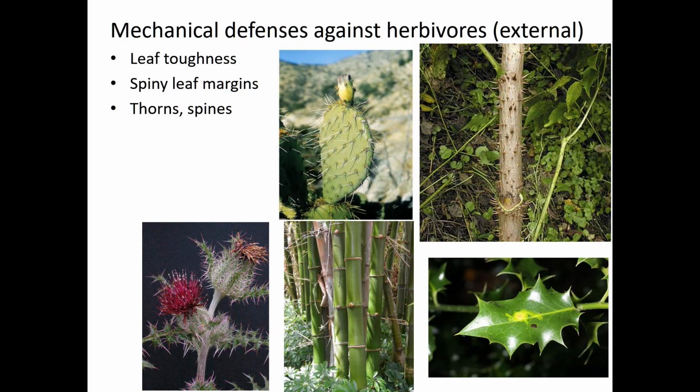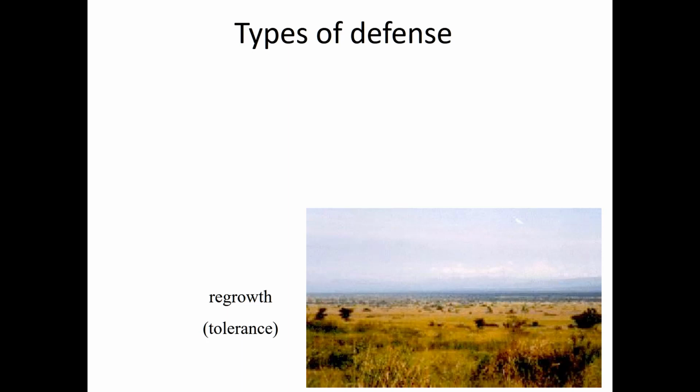So these things include properties like leaf toughness, spiny leaf margins, thorns and spines, really hard tissues like you see in the bamboo, all sorts of these physical defenses that keep other things from being able to consume these plant tissues. There's also tolerance, which is the ability of a plant to regrow after being eaten, just like these grasses in the African Serengeti.